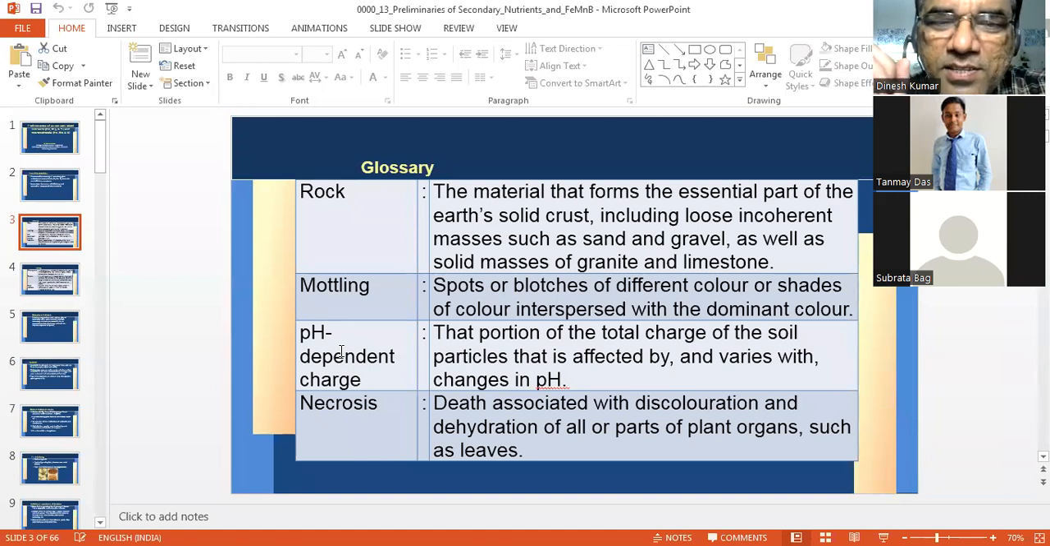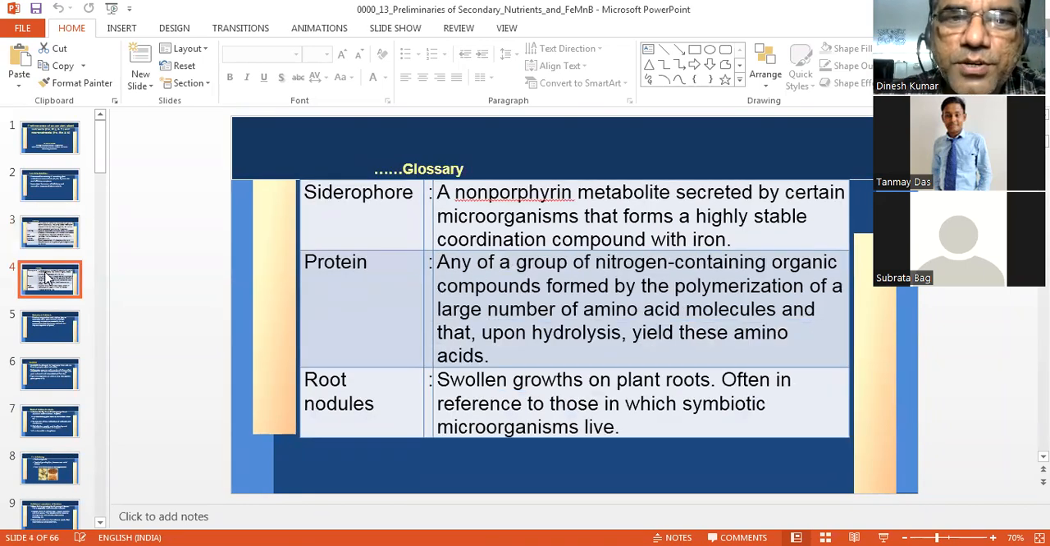Good. pH dependent charge: that portion of the total charge of the soil particles that is affected by and varies with the change in pH. Siderophores, or you can call them phytosiderophores, if they are released from plants, because siderophores can also be released by other organisms. Siderophores are a non-porphyrin metabolite secreted by certain microorganisms that forms a highly stable coordination compound with iron. Means they make chelate. They are also released by plants.